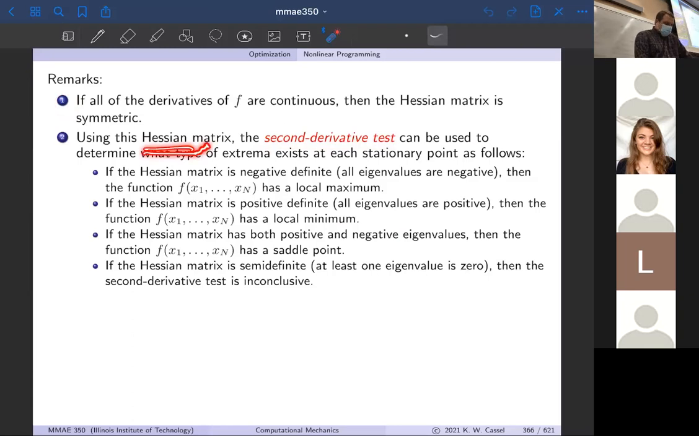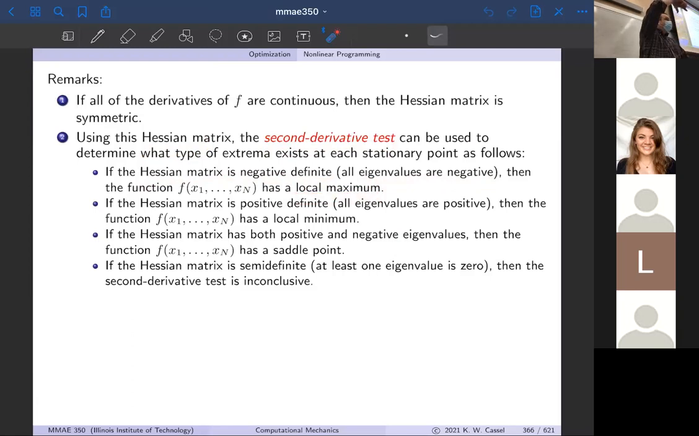So from the Hessian, then, we can apply the so-called second derivative test, basically the curvature, to determine whether we have a minimum, a maximum, or neither. And the way that works is based on the eigenvalues of the Hessian. So if all of the eigenvalues are negative, then we say that the Hessian matrix is negative definite. In other words, the eigenvalues are definitely negative. In that case, we have a local maximum. So again, that's like concave down.